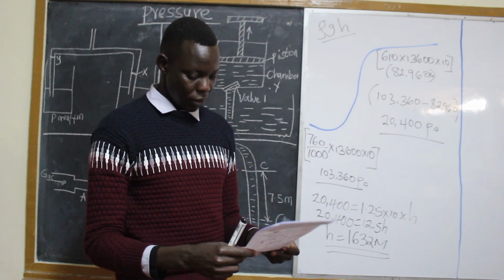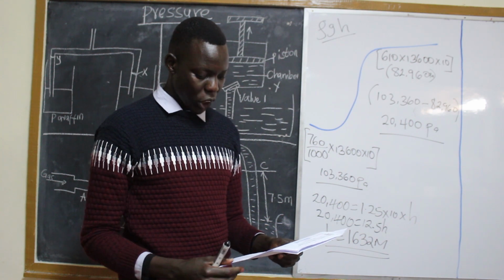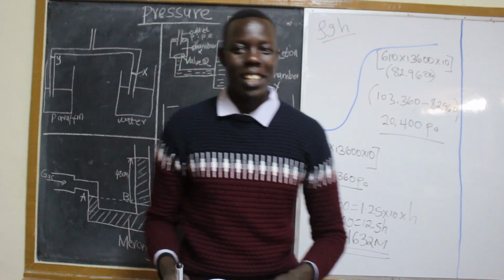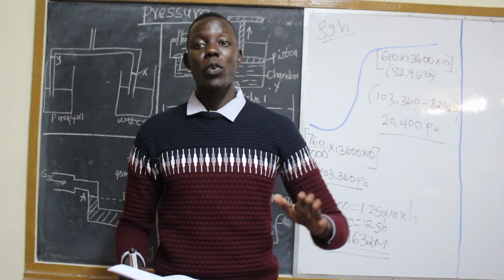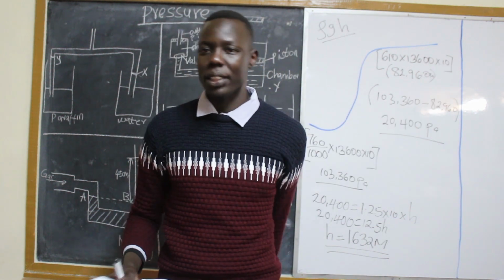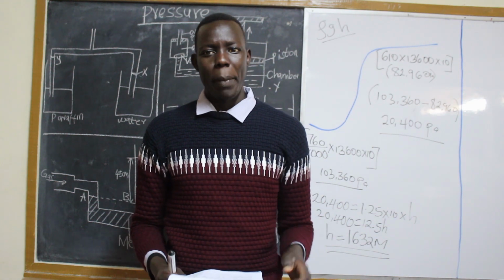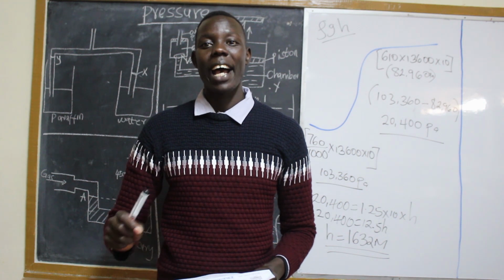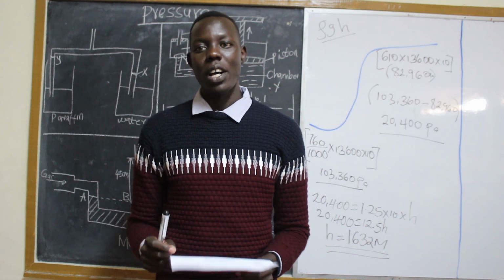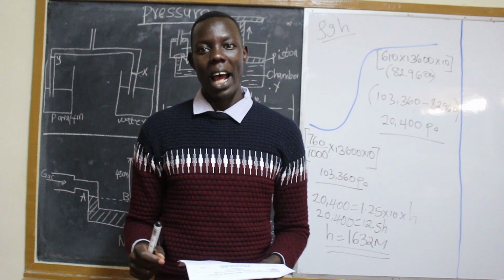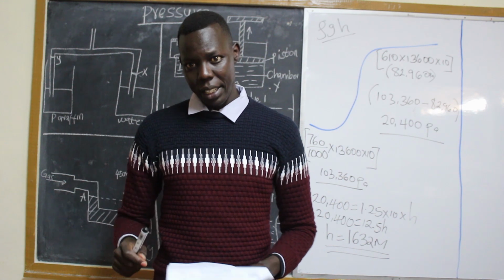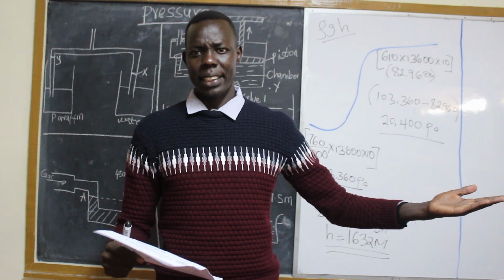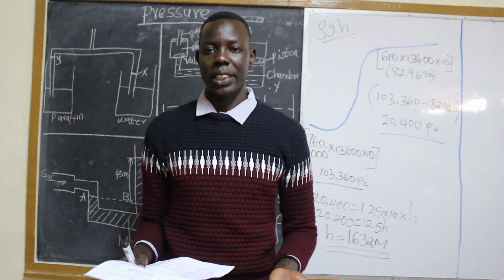Question 3. Give a reason why mercury is preferred as a barometric liquid. Why don't we use water, paraffin, and any other liquids? The reason is this. Mercury has a higher density, therefore produces a shorter column. Mercury will just require 76 centimeters to measure atmospheric pressure, roughly.